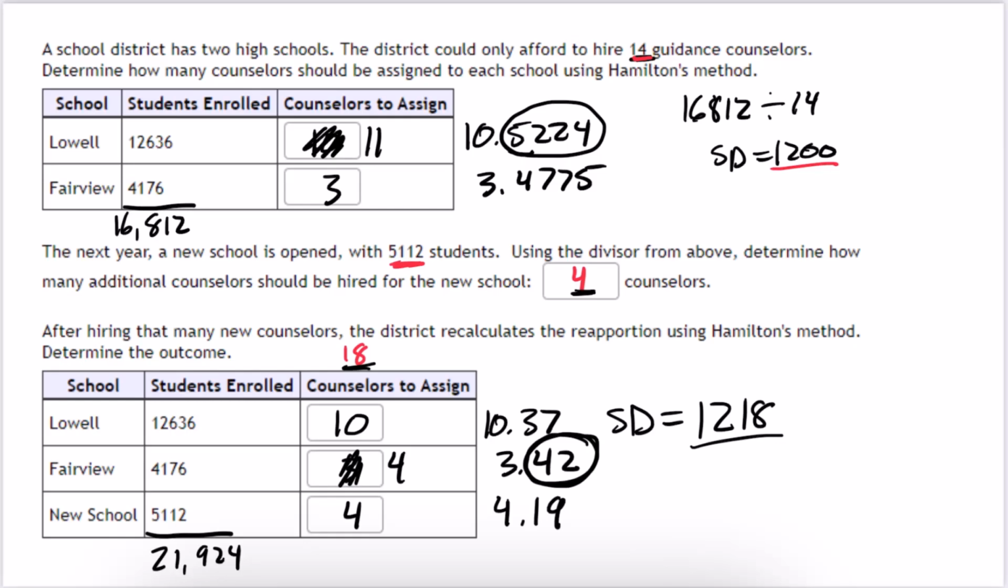And if you look at this, Lowell started off with 11 counselors, but now they only have 10. And that was a result of adding in the new school, which required some new counselors. And if you look at it, the 4 counselors that we hired to cover the new school are going to the new school. So it's not like Lowell lost a counselor to cover the new school. Lowell lost the counselor to Fairview because the decimals changed when you got a new standard divisor.